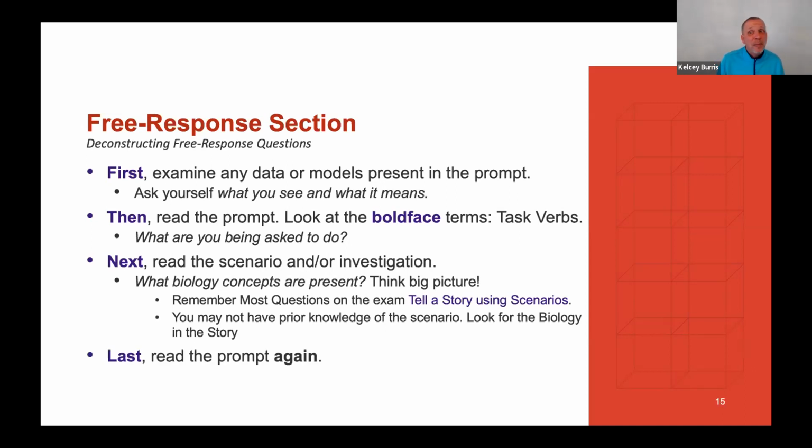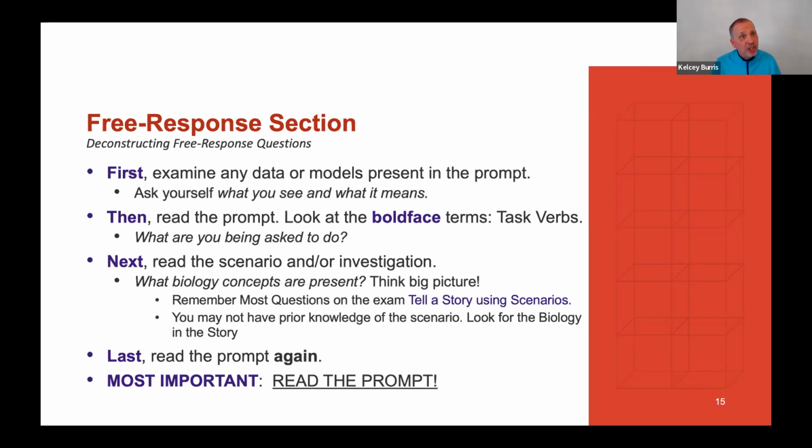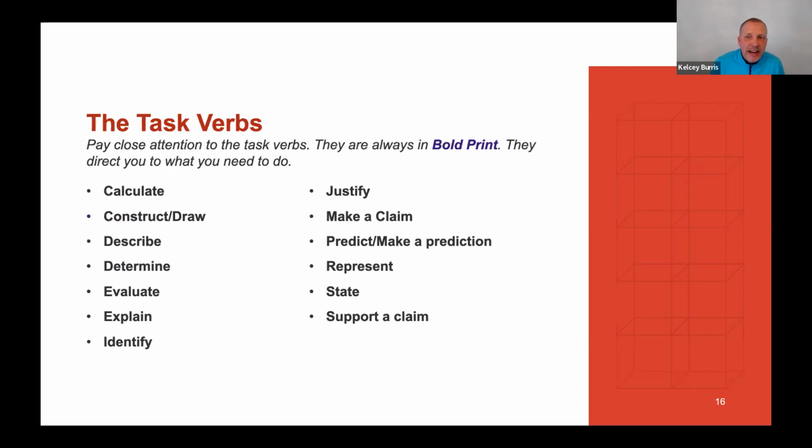If you notice, I keep talking about reading the prompt, and most importantly, read the prompt, because a lot of students, when they're answering these questions, just don't answer the question. So you're waiting for them to say it, and they're just not saying it because they're not doing what they're being asked to do in terms of their task verbs. These task verbs are listed here, and you can find them in 5 Steps to a 5, and they're always in bold print. They're telling you what you need to do. They're put in bold print to help you know what you need to do on the exam.